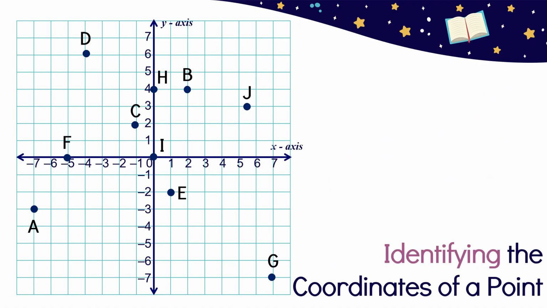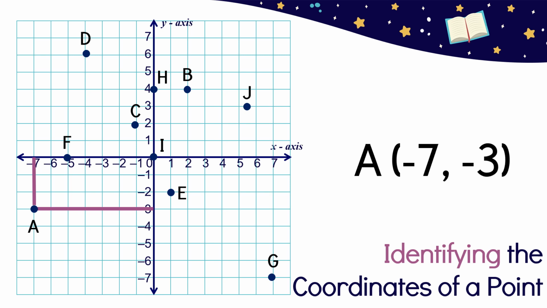The number associated to the point on the y-axis is our second coordinate. So let us try. For point A, what are the coordinates of point A? So again, we draw a vertical line. That is associated with -7, so that will be our first coordinate. And then we have -3 along our y-axis. So the coordinates of point A are -7, -3.